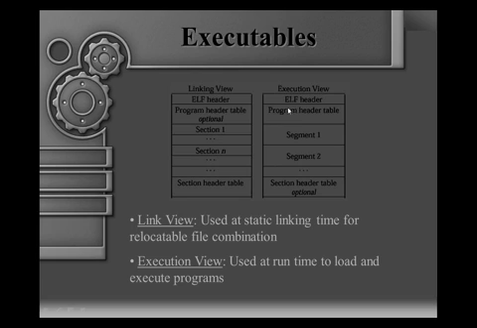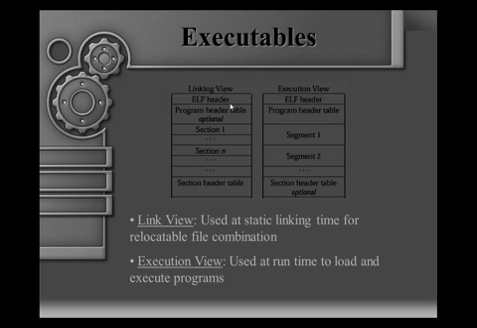Then this is the comparison between the linking view and the execution view. This is the linking view, this is the execution view. First of all, in linking view there is an ELF header. Then in execution view again an ELF header. In linking view there is a program header table, that is optional. In execution view there is a program header table, that is not optional. So this is the comparison between the linking view and the execution view.